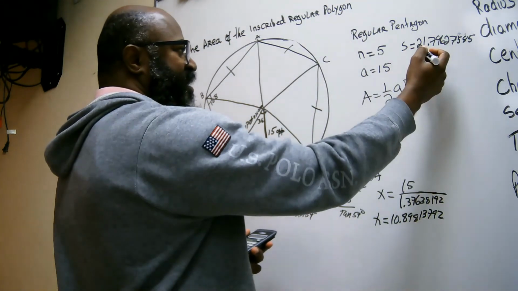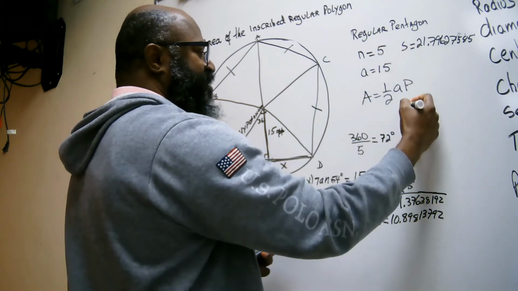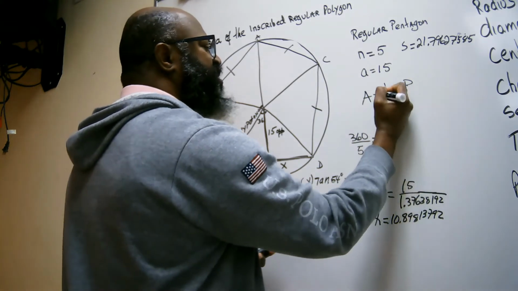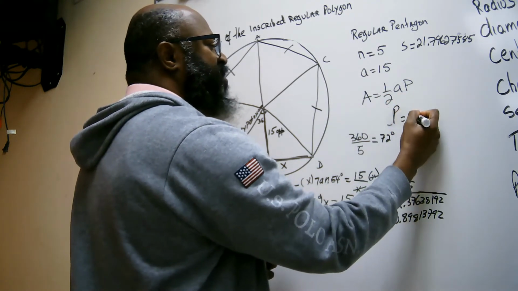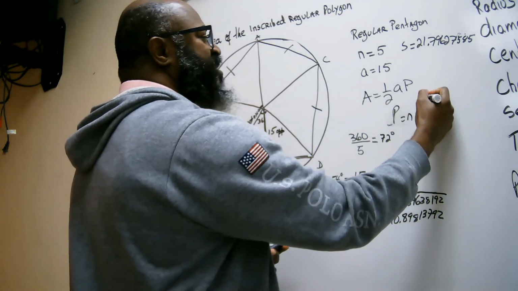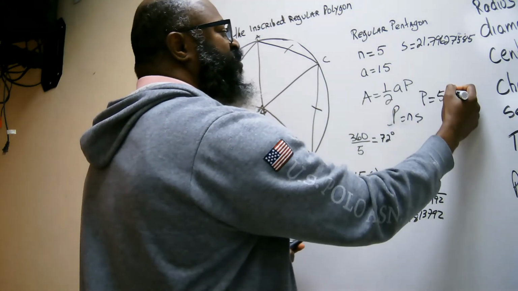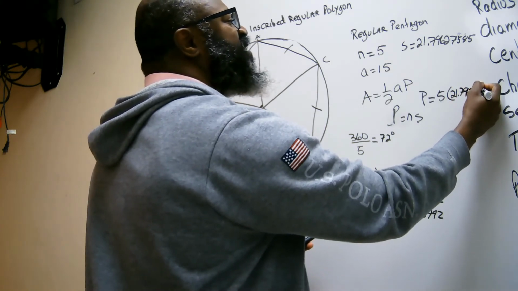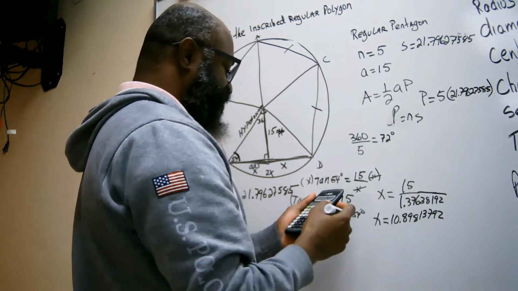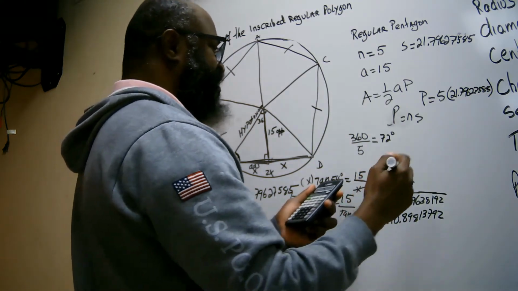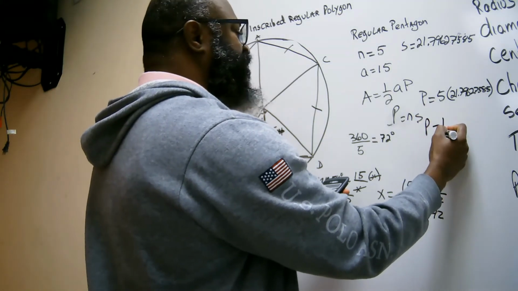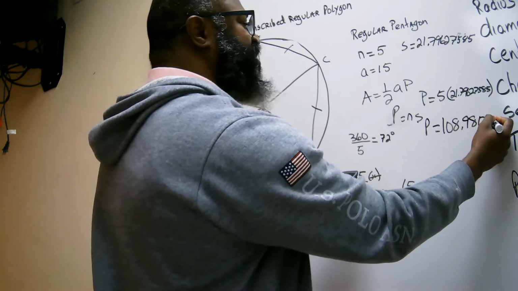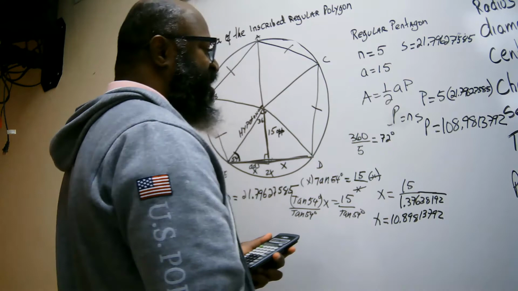Meaning that the perimeter will be 5 times that. Remember, for a regular polygon, P equals n times S. So we're going to find the perimeter, which is 5 times 21.79627585. Multiply this by 5. It gives me the perimeter is 108.9813792.